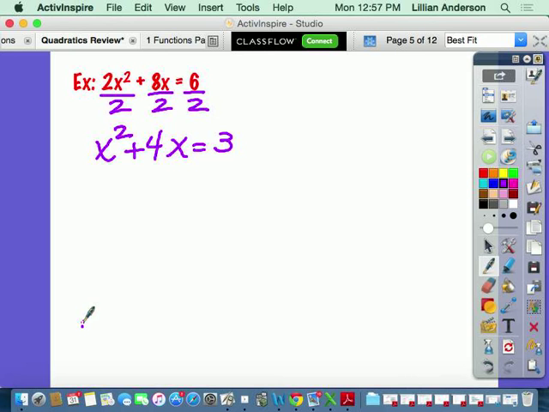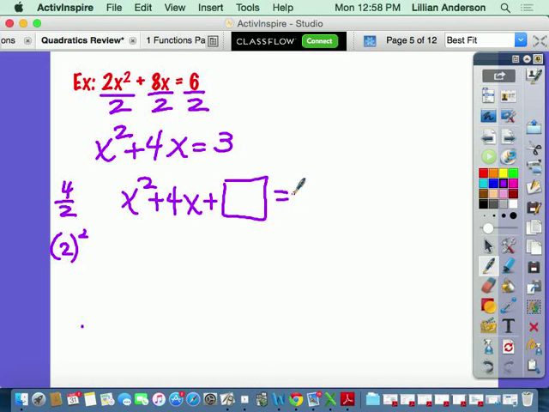Then the next thing, take half of b and square it. 2 squared is 4, you add it to both sides. And then what? Oh, no, add the 2. Add the 2 on the right. Oh, half of 4. Never mind. So we add the 2 squared, 4, on the right side, 3 and 4 make 7.